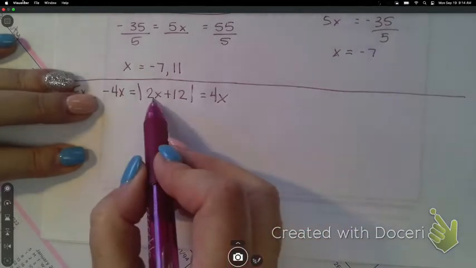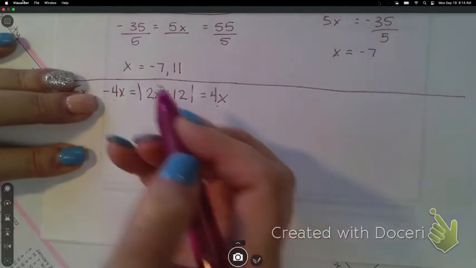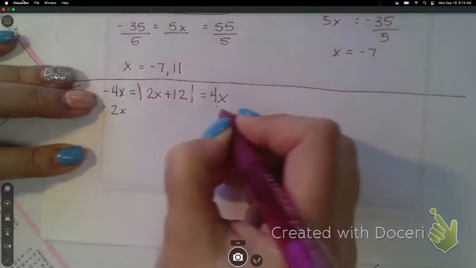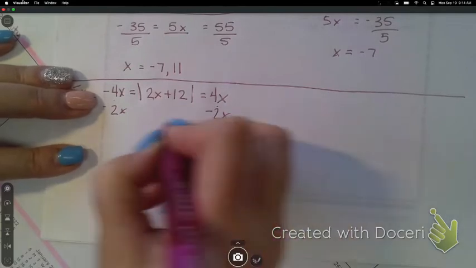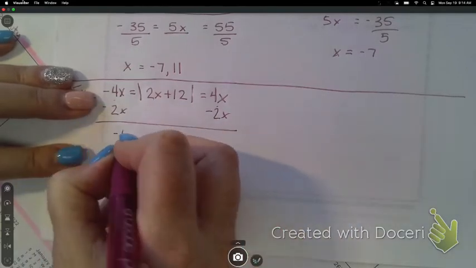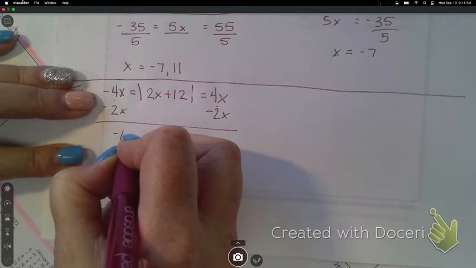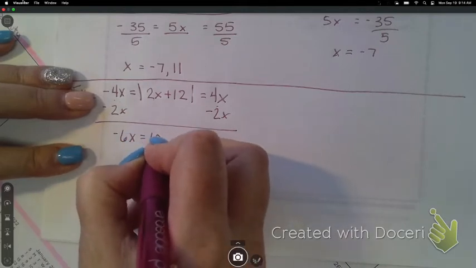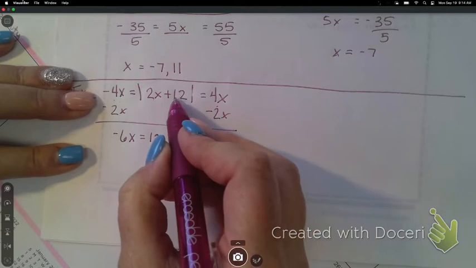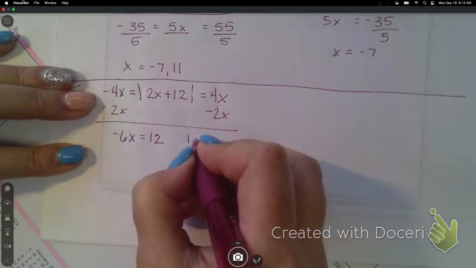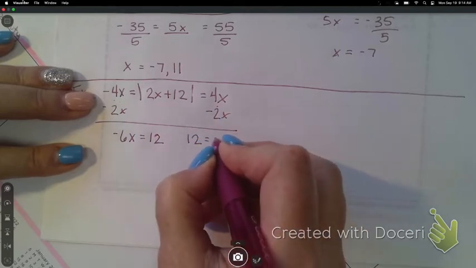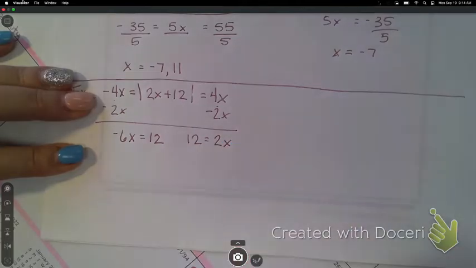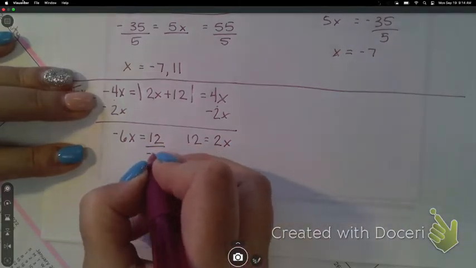So, subtract the 2x on both sides? Yes. So negative 6x equals 12. And I am going to write this one as 2 separate equations just because we have a 12 in the middle, right? And 12 equals 2x? Yes. We got 6. X equals 6.